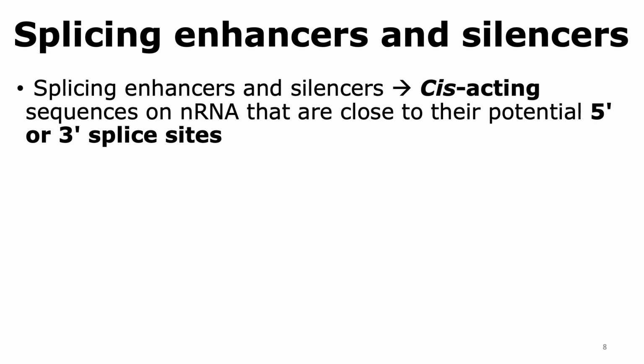We are now going to look at different types of DNA sequences called splicing enhancers and silencers that are cis-acting sequences on the nuclear RNA that are close to the potential 5' or 3' splice sites. Cis-acting, just to remind all of you, is when the DNA sequences are on the same chromosome or on the same piece of DNA, which in this case, it can also be in the same sequence of nuclear RNA or RNA, which is what we're seeing in this case.